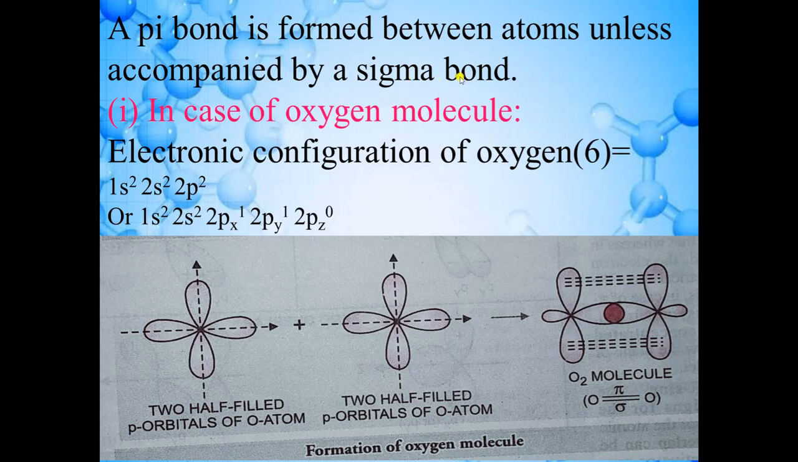You see, whenever there is a pi bond, there will be a sigma bond. So how can we say that a pi bond is formed only in the presence of a sigma bond? For that we will take one example, the oxygen molecule. When we draw the Lewis dot structure of the oxygen molecule, you know there is a double bond between the oxygen atoms. So as there is a double bond, there will be one sigma bond and one pi bond, because in a double bond there is always one sigma and one pi bond. How? So look at the electronic configuration of oxygen.